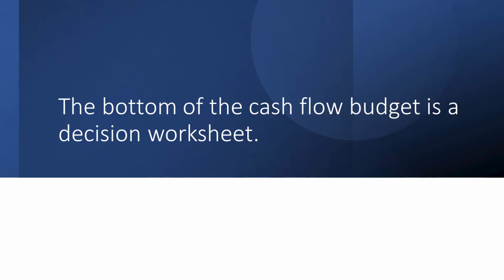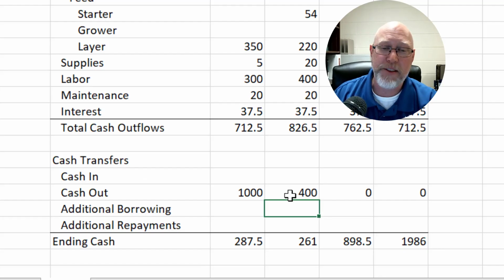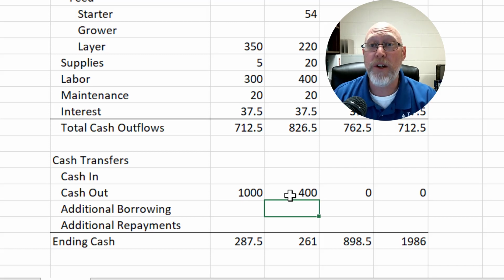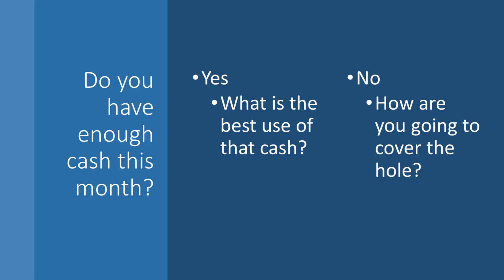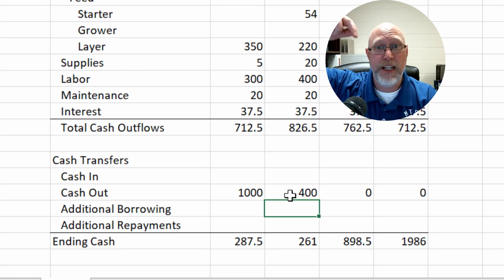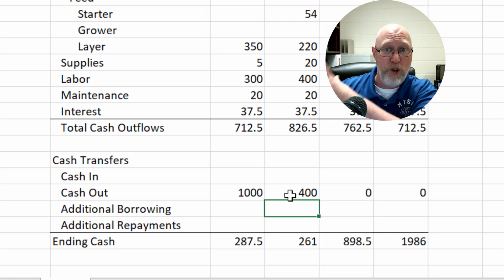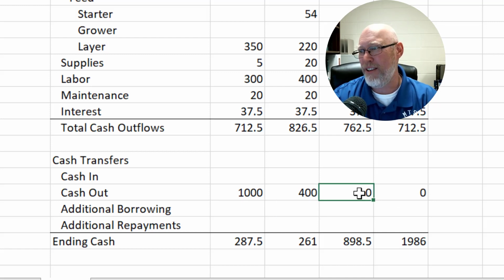The bottom is a decision worksheet. It's what you use to ask if you have enough money this month or this quarter. And if you have plenty, you have to ask yourself the question, what's the best use of the extra cash that I have? And if you don't have enough, if you end up with a negative ending cash, you've got to ask the question, how am I going to cover that hole? There's two ways to cover the hole. You either borrow money or you invest money in the business. Transfer money from your personal bank account to your business bank account. That's what you do.